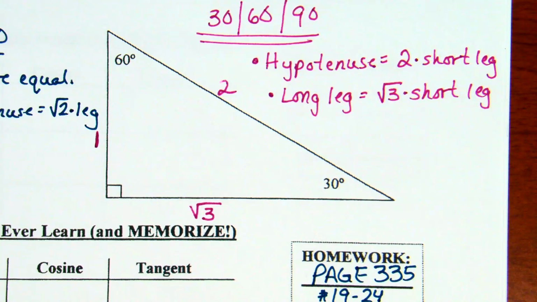Now, if you're working backwards to find something, you might have to divide by 2 or divide by square root of 3. But if you're given the short leg, it's always a multiplication relationship. Do those sound the teeniest bit familiar? I promise you learned them at some point. At least you should have.